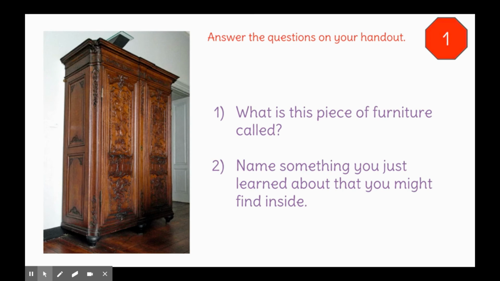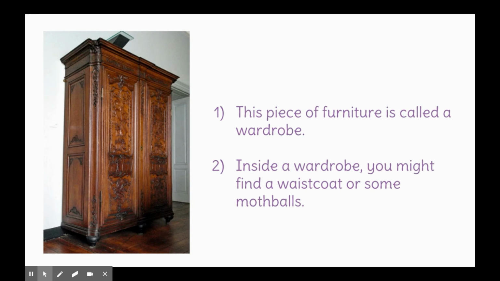This piece of furniture is called a wardrobe. Inside a wardrobe, you might find a piece of clothing called a waistcoat. You might also find some mothballs.